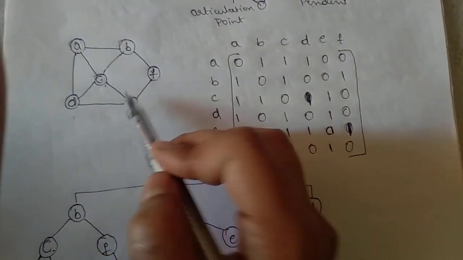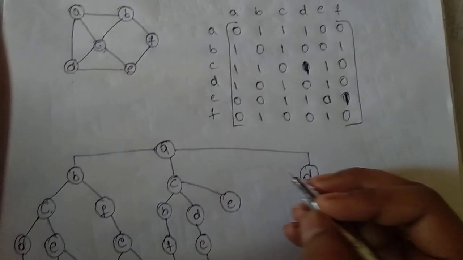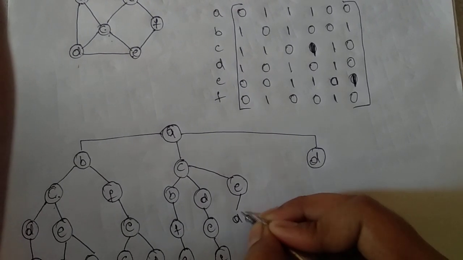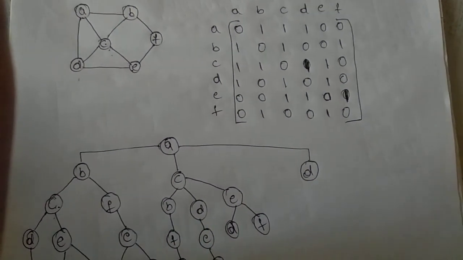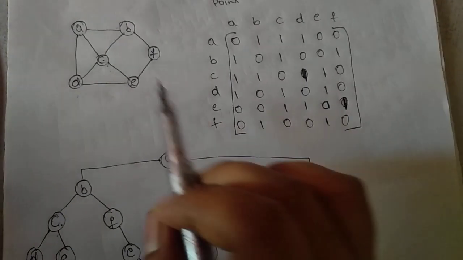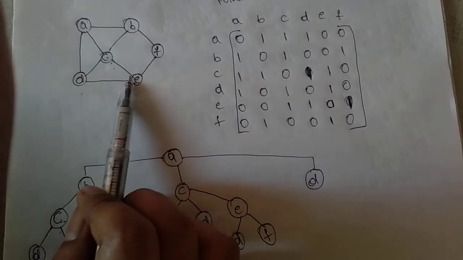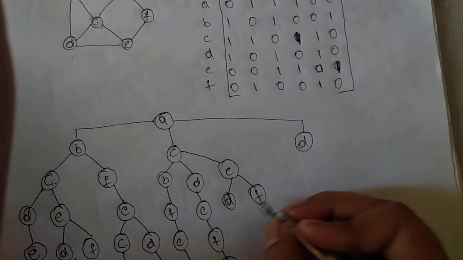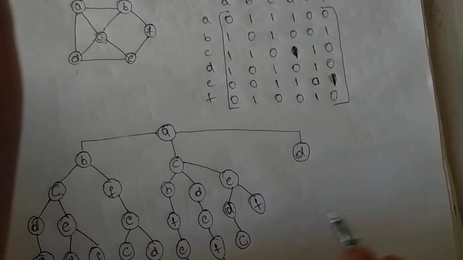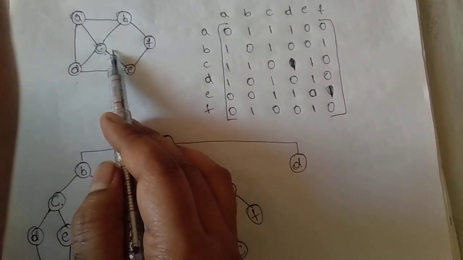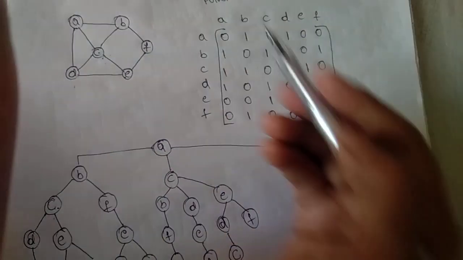Okay, next. From A to C, C to E. From E, you can either go to D or F. I can either come to D or F. Yes, from D, I have to come back to E or I have to go to C. I cannot go to C, E because it is already present. So I'll go back to E. Then from C, where can I go? I can just go to B.